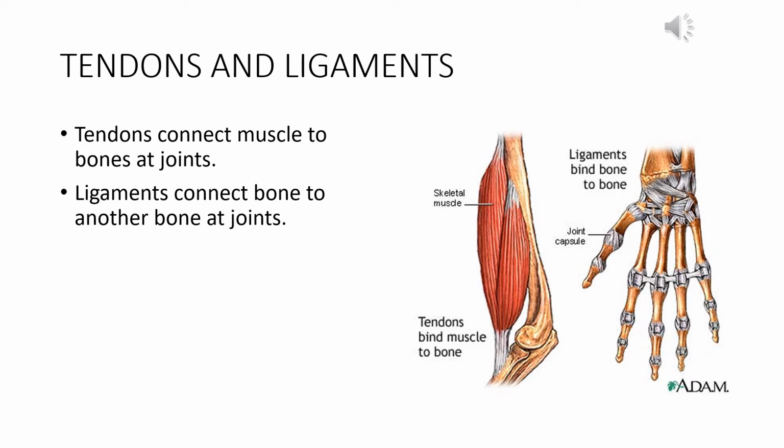In the picture we can see that tendons are present. They are the white colored portion that are connecting the red colored skeletal muscle with the bone. And ligaments are very similar to tendons, but the only difference is that they are present in between two bones. In the picture we can see ligaments in between the bones of our hand. So tendons connect muscle to bones at joints and ligaments connect one bone to another bone at joints.